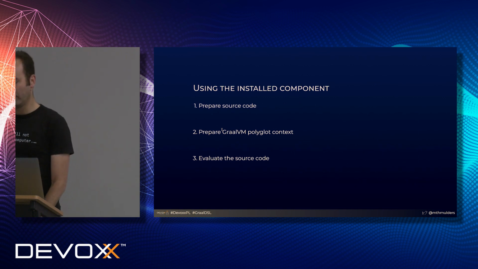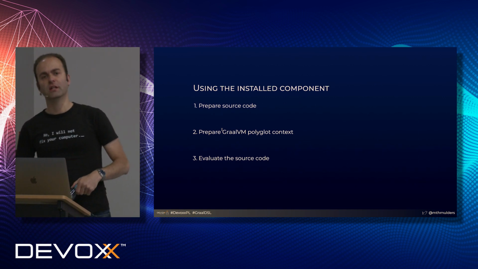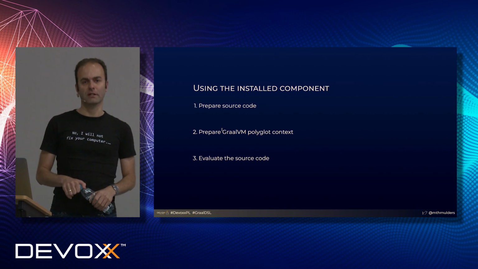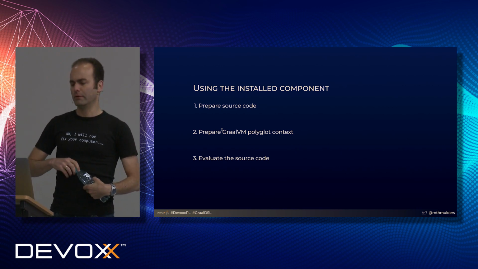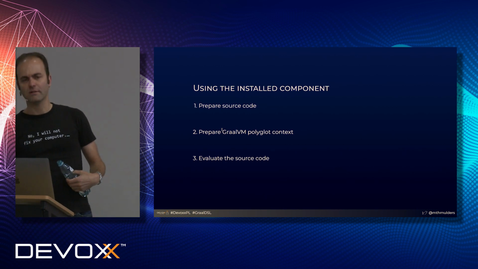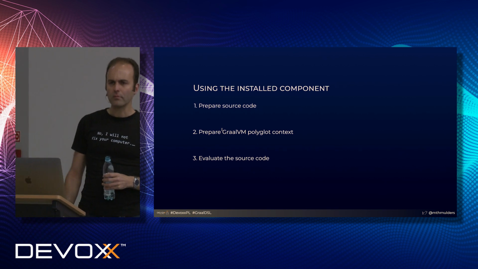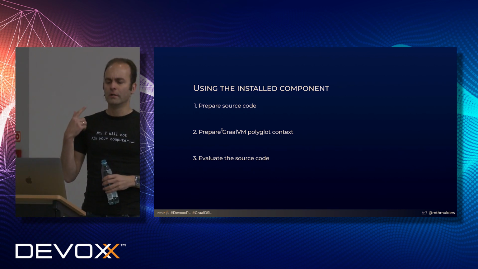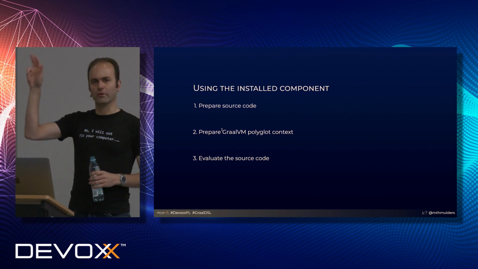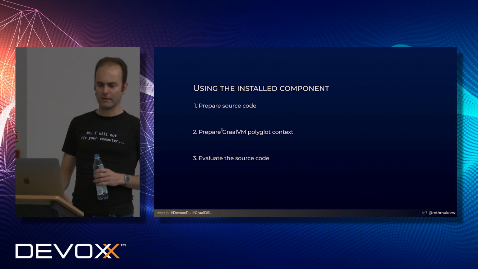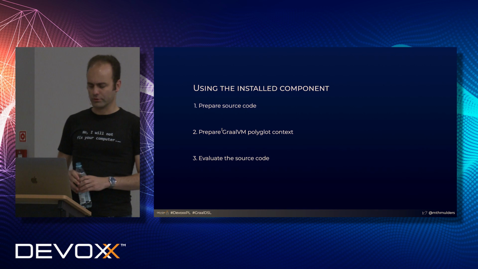Now, if you want to run your language in a Java program, like in the Spring Boot application, as I demoed about 30 minutes ago, there's basically 3 steps that you need to do. First, you need to prepare your source code. You need to prepare a polyglot context. It's a Graal thingy. And finally, you need to evaluate your source code.